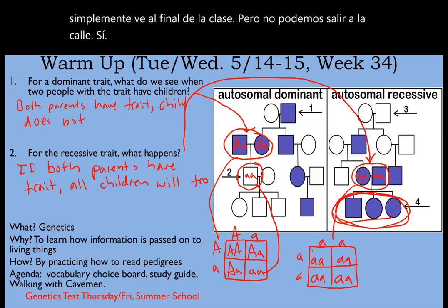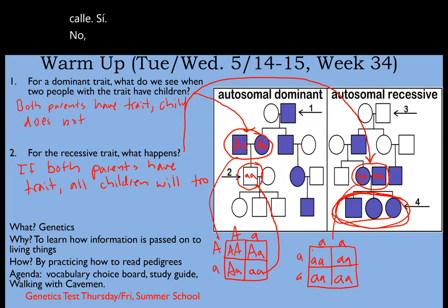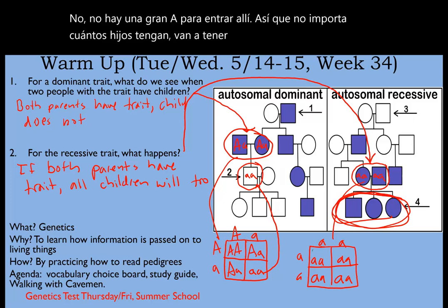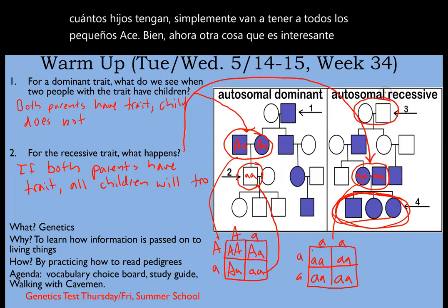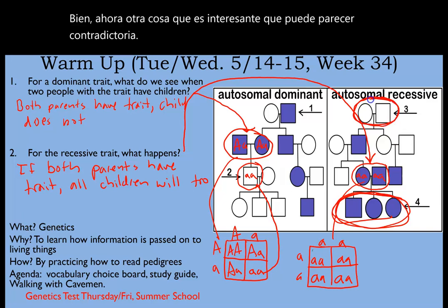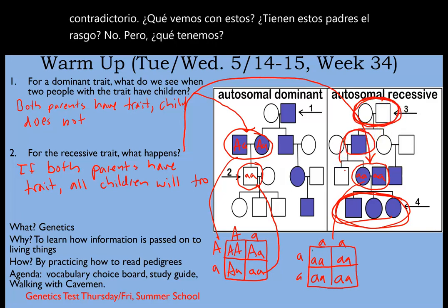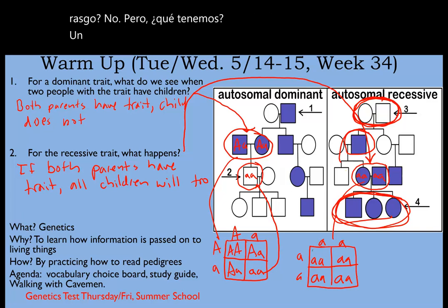No, there's no big A to get in there, so no matter how many kids they have, they're just going to have all little a's. Okay? Now, another thing that's interesting that might seem counterintuitive, what do we see with these? Do these parents have the trait? No, but what do we have? A kid that has the trait. So how does that work?